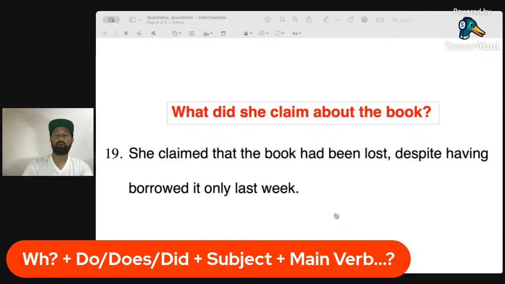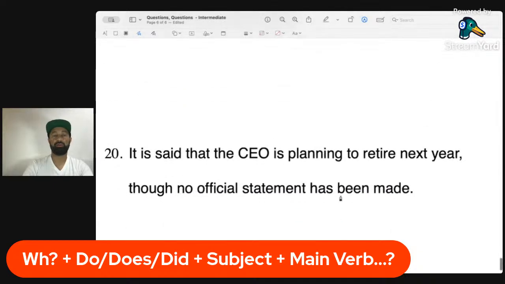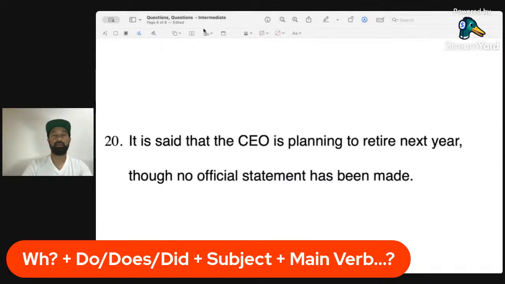Okay. Now, homework. Next one is homework. I'm going to put a big HW right here. That means homework. Homework says, it is said that the CEO is planning to retire next year, though no official statement has been made. All right, so please do this one for homework.